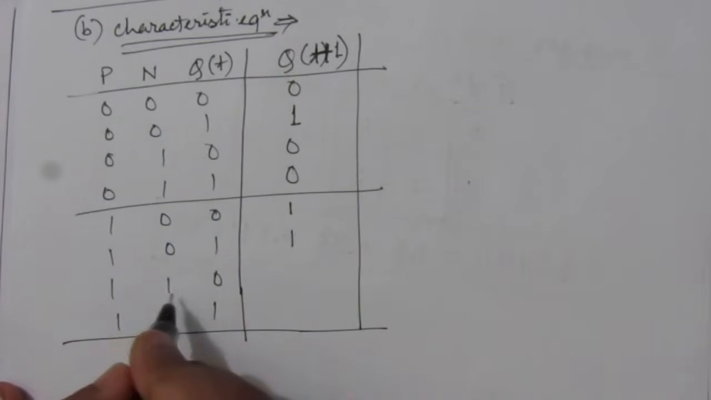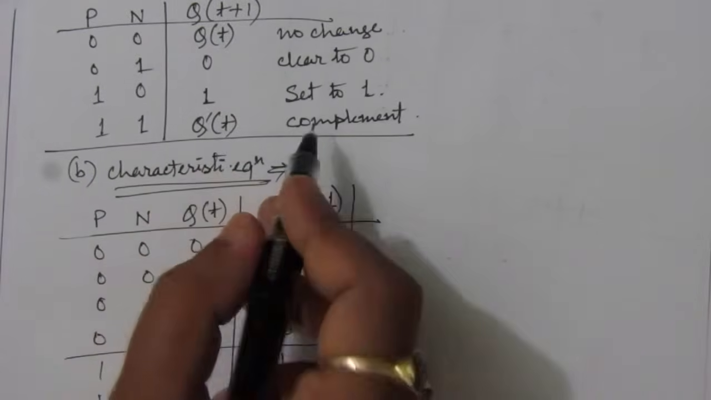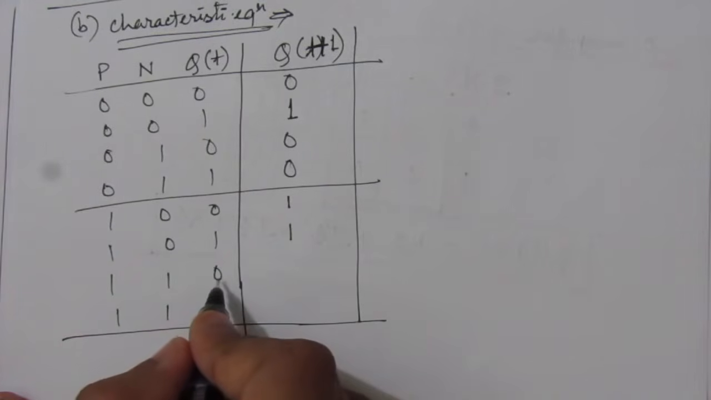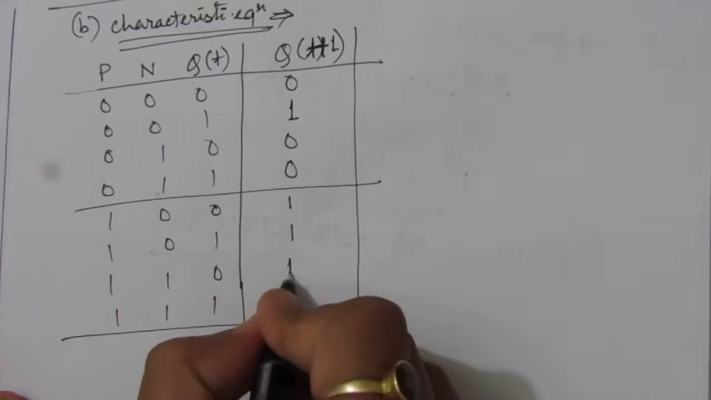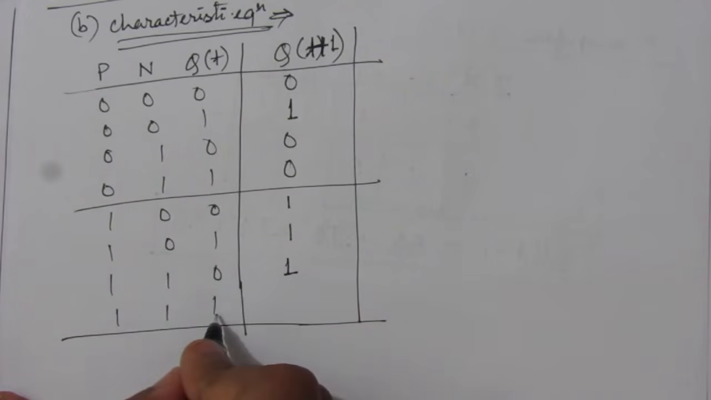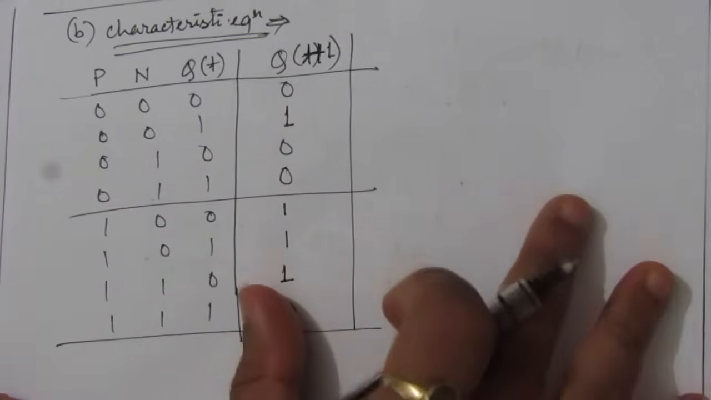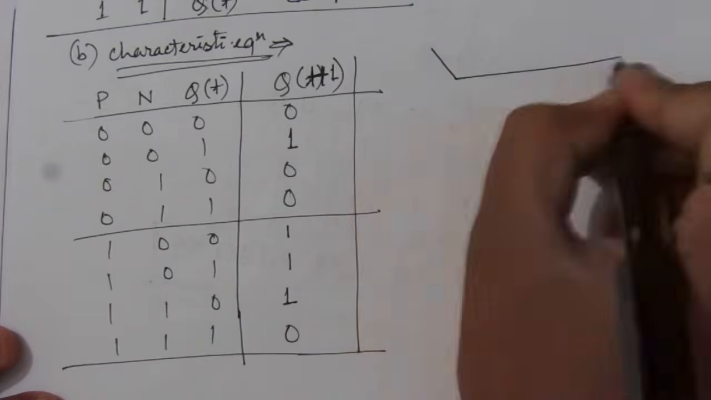Then we have 1 1, and for 1 1 the next state output will be the complement of the previous output, the opposite of the present state output. So with present state 0 we'll have 1 here, and with present state 1 the next state output will be 0. So this is the table, and from here we can find the characteristic equation by making a K-map.